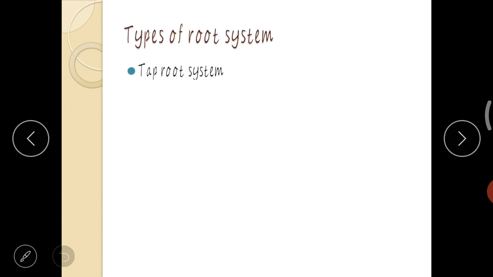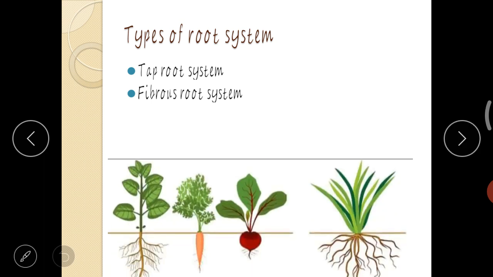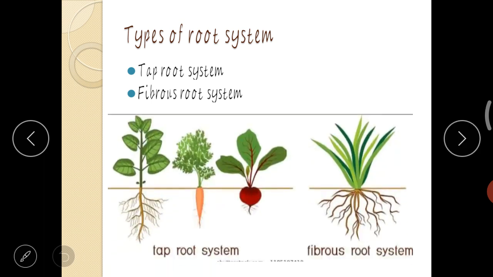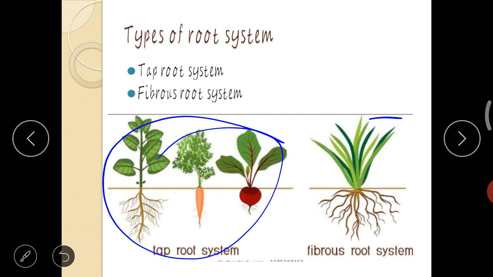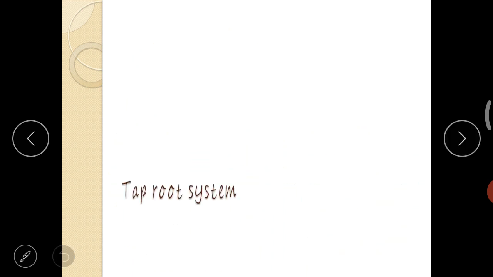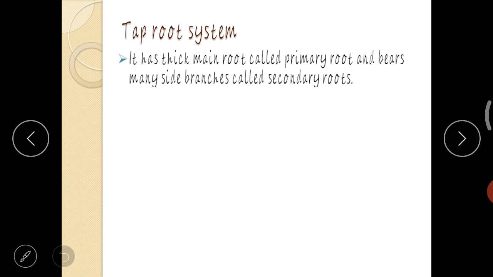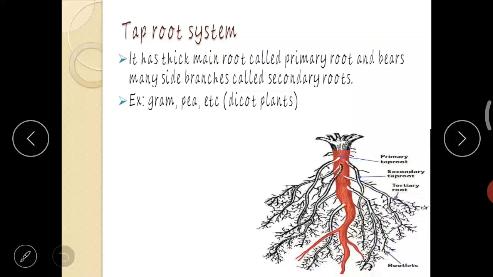So are there any types in the root system? We'll see now. There are mainly two types, that is taproot system and fibrous root system. Here you can see the structure of taproot and fibrous root system. We'll study one by one now. First one is the taproot system. In this diagram you can see it here.